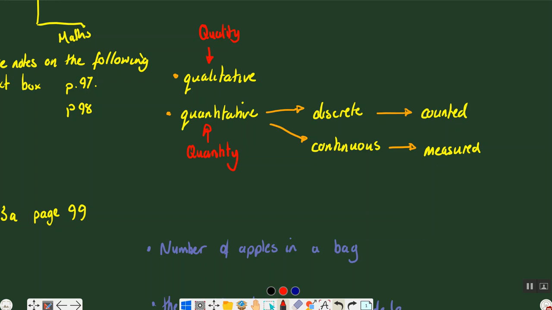So when you quantify something, you are telling me how much of something you have. All right? When you talk about its qualities, you're talking about a property of it, like is it blue or that kind of thing. Yeah.